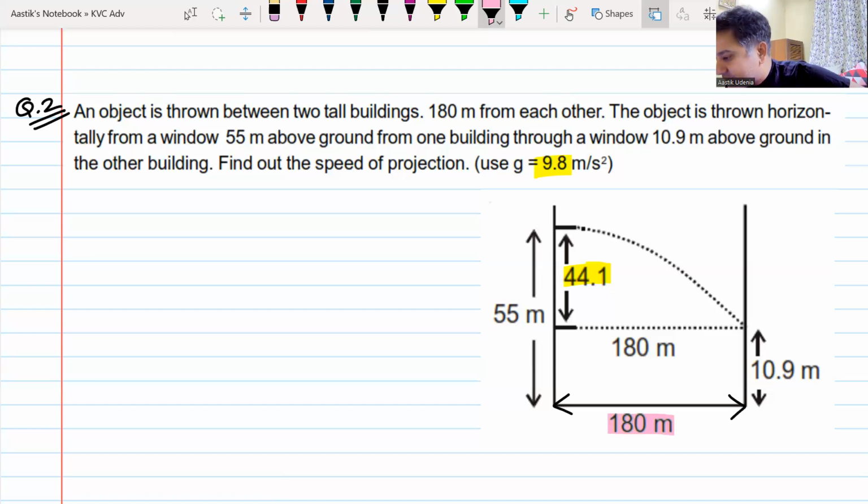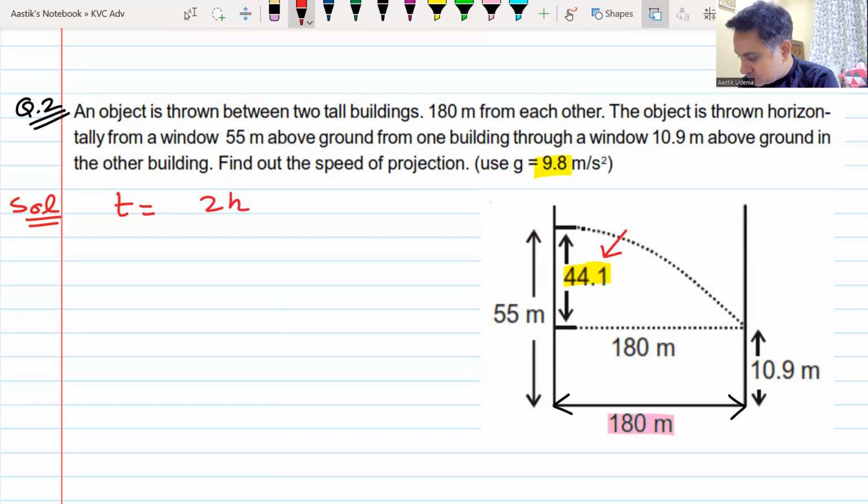Yes, that is correct. There are many ways to do this. The first way is, you know the height it has fallen. You know the value of g, so you can find that time: t equals root of 2H by g. Everything falls in such a way that 2H by g comes as 9, so time comes to 3 seconds.